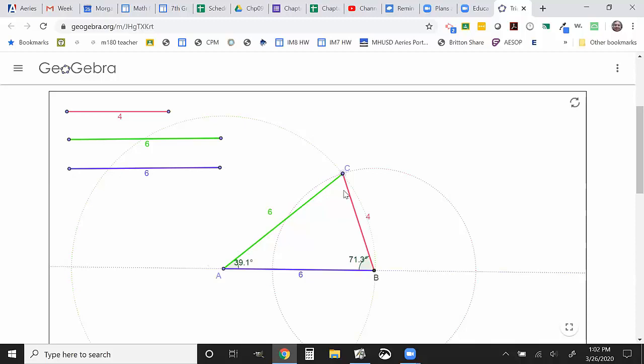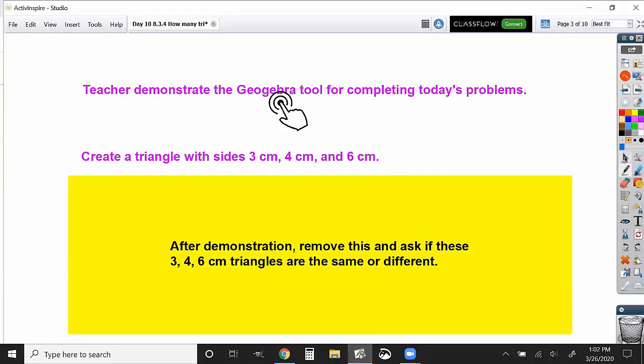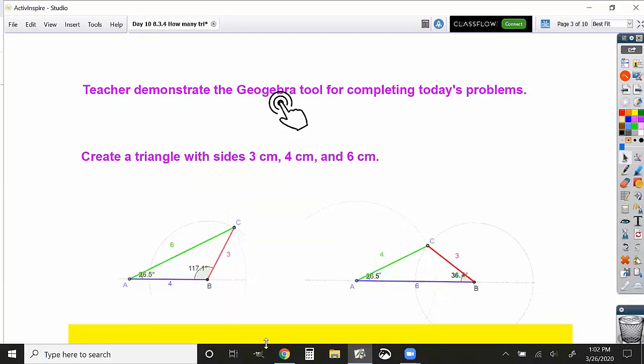So I made sure that I did a couple of different ones. So a 3, 4, 6 triangle. Here are 2 different ones to look at. Now, my question is, are they actually different? When you look at these 2 triangles side by side, are they actually different?